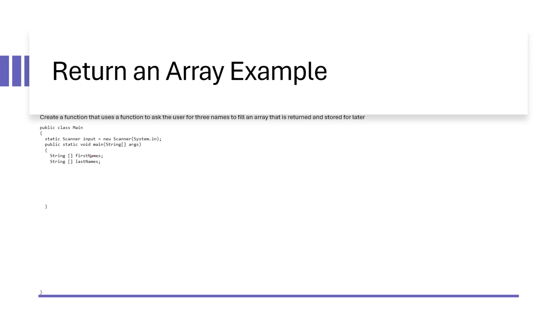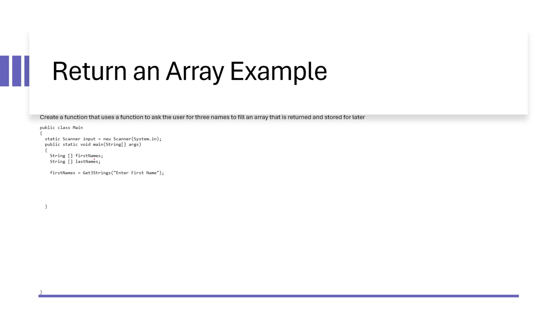String array first names, string array last names. Basically what I told the compiler this time is, hey, I'm going to create a couple of arrays of strings. I don't know how big they are yet though, but please add these two identifiers to your dictionary. Okay. So Java says, no problem, I got you.